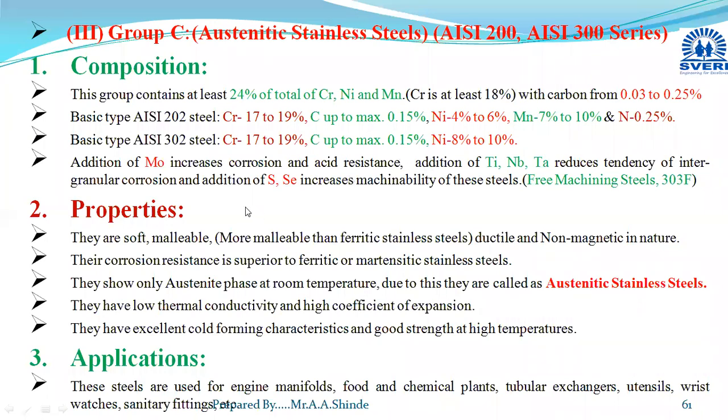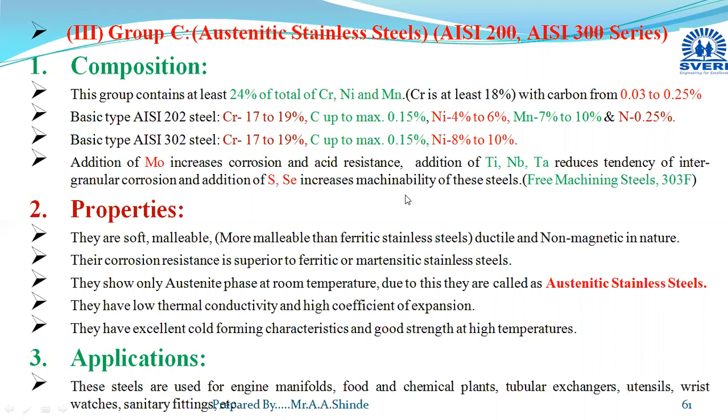Now, in addition to these alloying elements, chromium, nickel, manganese, you can add some other alloying elements like molybdenum to increase the corrosion resistance or acid resistance. Then you can add titanium, niobium, or tantalum to reduce the intergranular corrosion. And you can add sulfur or cerium to increase the machinability of these steels. Okay, to improve the machinability, these elements are added.